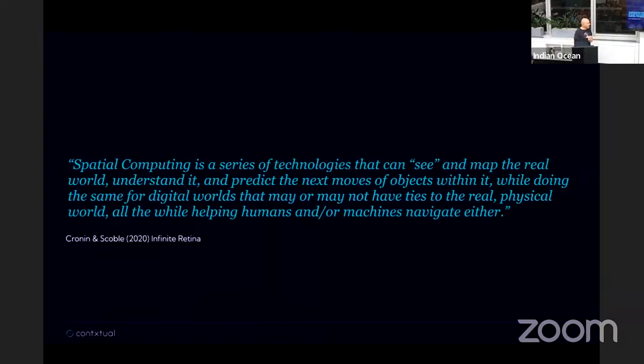And we started to notice a lot about spatial computing. There's a great quote in a book called Infinite Retina by Robert Scoble, and it's a really good definition. I looked back at the original definition by Alan Greenwood in 1995, I think it was, but I think this one actually neatens it up together.